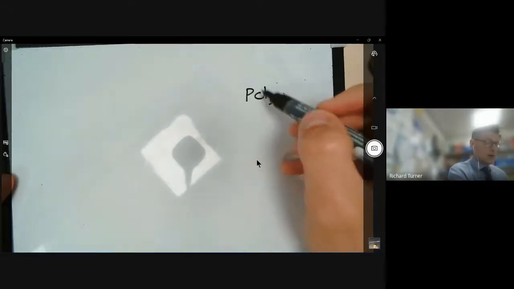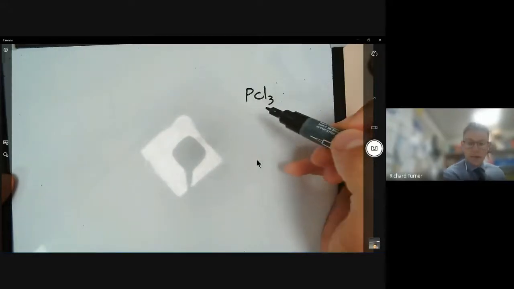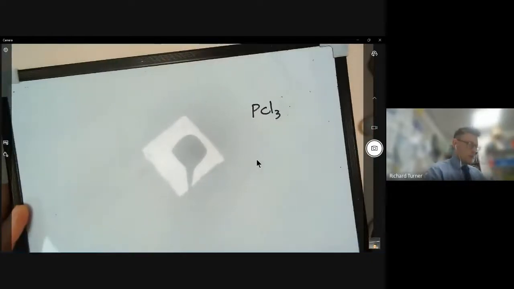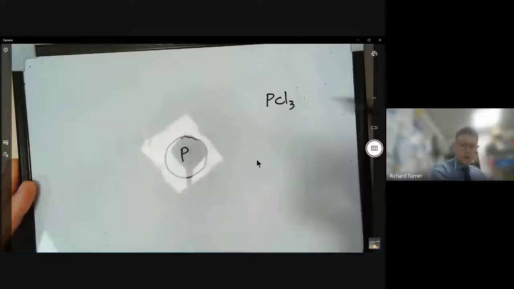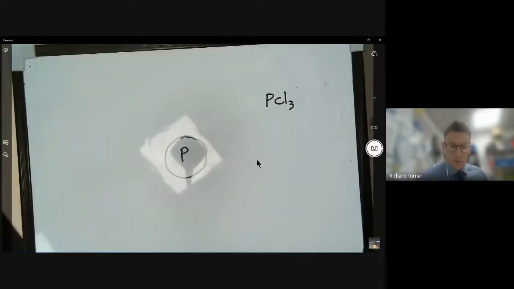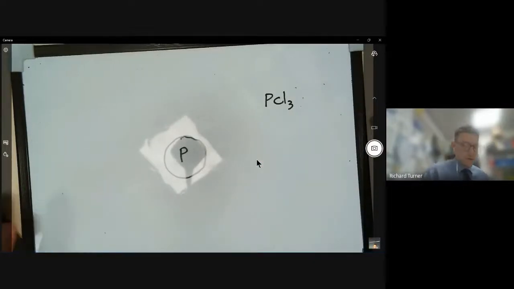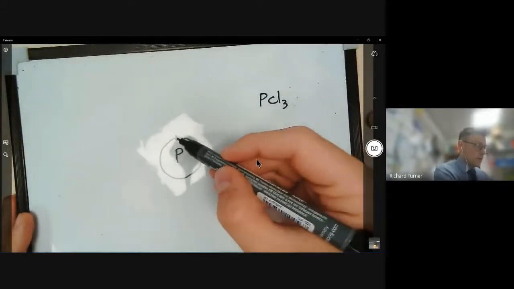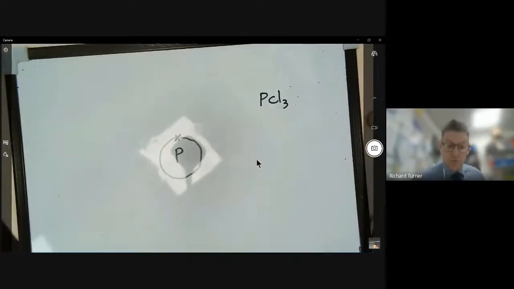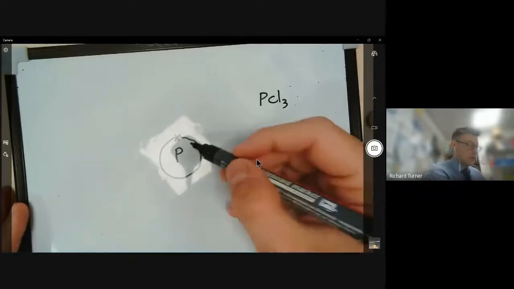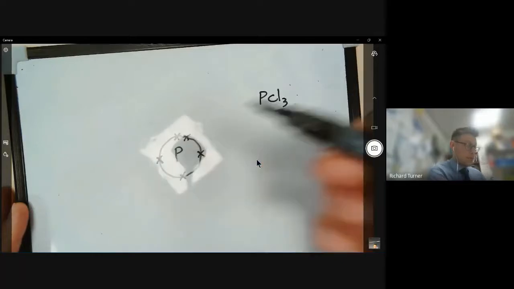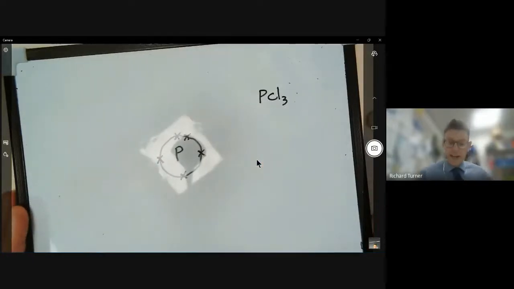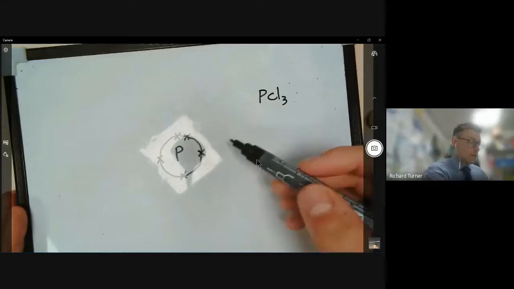So here we'd use our periodic table. So phosphorus. Notice I'm still going to use the dot and cross diagram because it is a useful tool. So here I've got phosphorus in group 5, so it has 5 electrons on the outer shell. Okay, chlorine in group 7, so there are 7 on the outer shell.